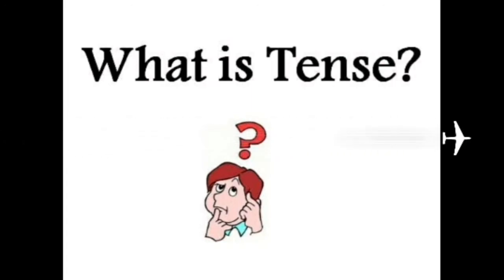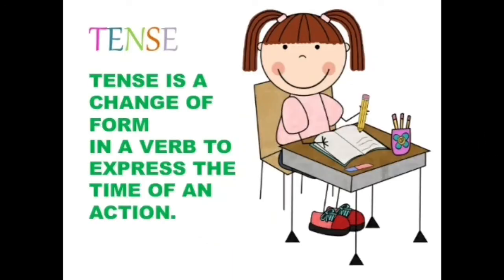Do you know what is tense? The word tense is derived from the Latin word tempus, which means time. A verb indicates the time of an action, event or condition by changing its form. Tense is a change of form in a verb to express the time of an action.